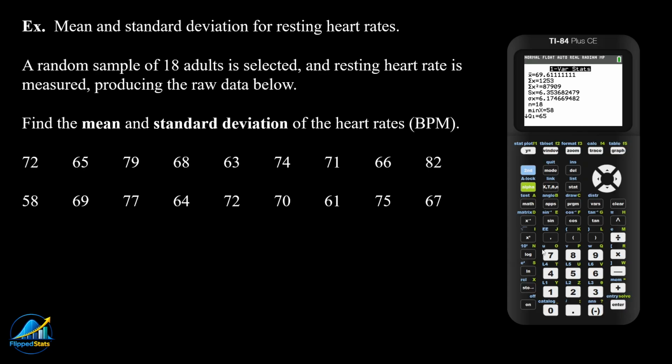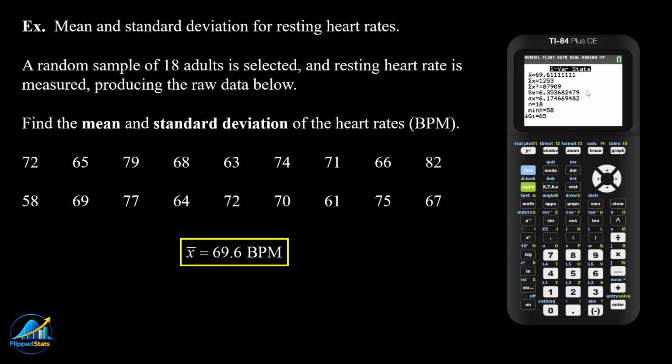And the mean is in the list as X bar. That's the first item in the menu, and that's 69.611 and so on. And we usually round statistics to one place value beyond the raw data. So we're going to call that 69.6 beats per minute.